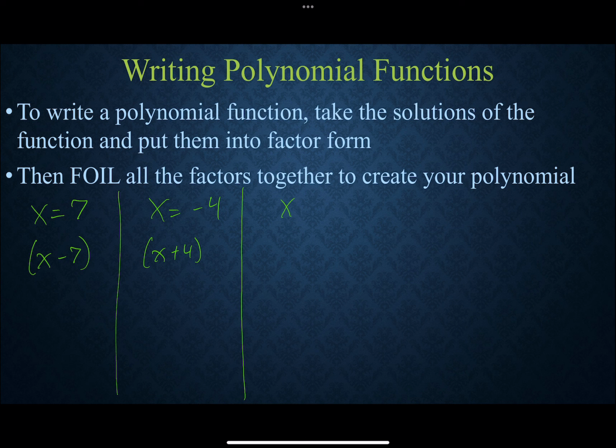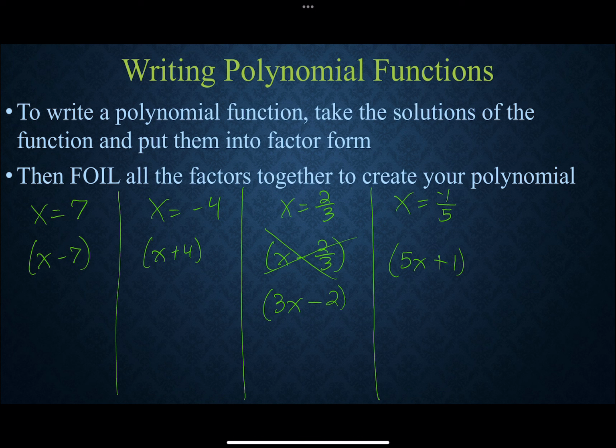Now, if our solution's a fraction, like let's say 2/3, I don't want you to write x minus 2/3. That's not going to be the proper form for our answer because we don't want to create fractions in our problem. So the idea is recognizing that the denominator is going to be the coefficient of x, so this would be 3x, and then the 2, same as with the 7 and -4, the opposite sign. So it's a positive 2, so then it's minus 2. So if I have a -1/5, it would be 5x, because again, the denominator is the coefficient, opposite for the numerator, so then plus 1.